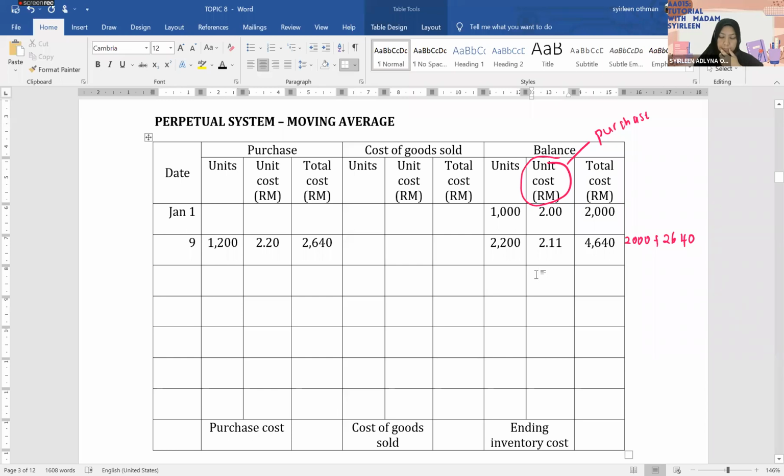Okay, 4,640 divide by 2,200. Kalau kamu tekan dekat calculator, it will be 2.109090909009. Okay, so kita bundar, kita round off, round off, bukan round up. So round off tu macam awak belajar maths lah. Kalau digit yang terakhir di belakang tu lebih besar daripada 5, kita naikkan satu ke depan. Kalau tidak, dia remain the same.